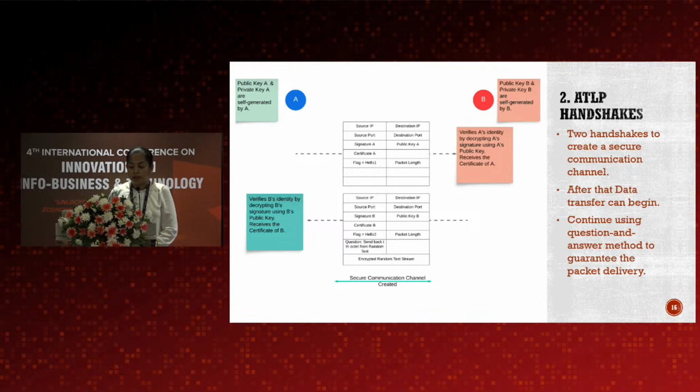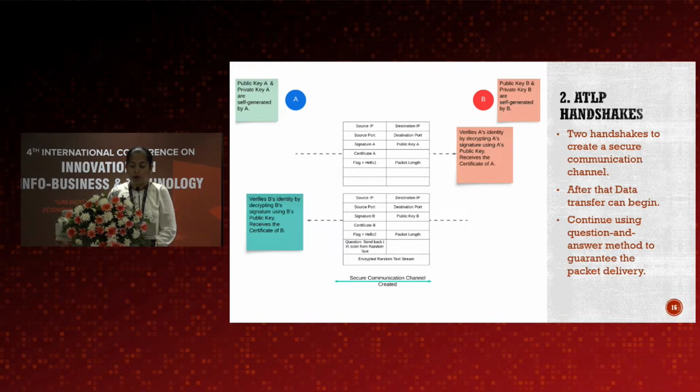This is showing the ATLP handshakes. It requires only 2 handshakes to form a secure communication channel. The first packet is sent from A to B. You can imagine A as the client and B as the server. So from A to B, we are sending a packet containing source IP, destination IP, source port, destination port, signature, public key certificate of A, then the flag stating hello 1, then the packet length. When B receives it, B can find the details about A through A's certificate and verify its certificate and the signature.